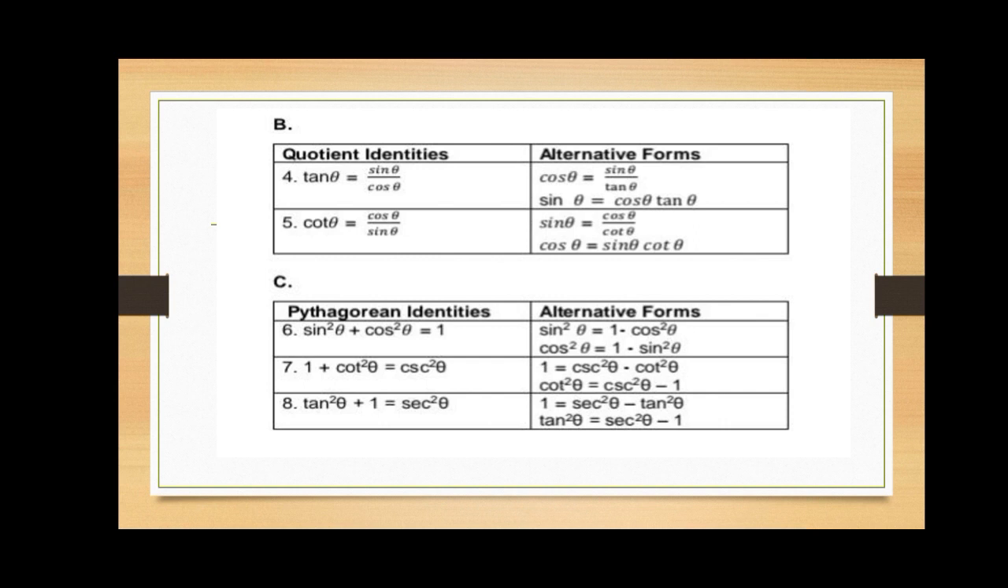theta minus 1. The last one is tangent squared theta plus 1 is equal to secant squared theta. In alternative forms, 1 is equal to secant squared theta minus tangent squared theta. Tangent squared theta is equal to secant squared theta minus 1.